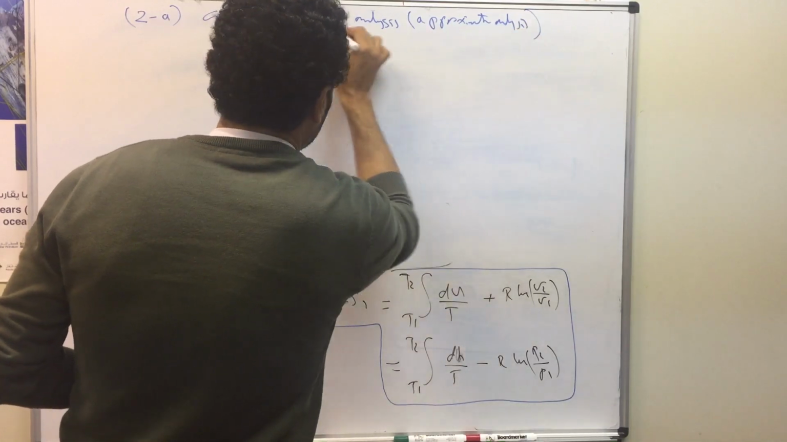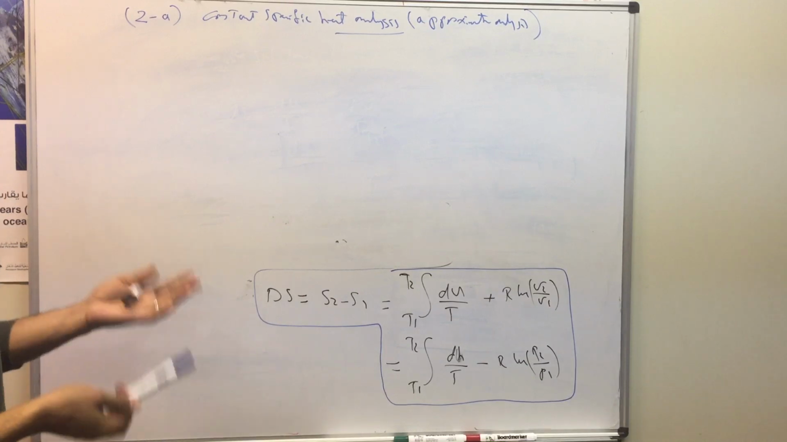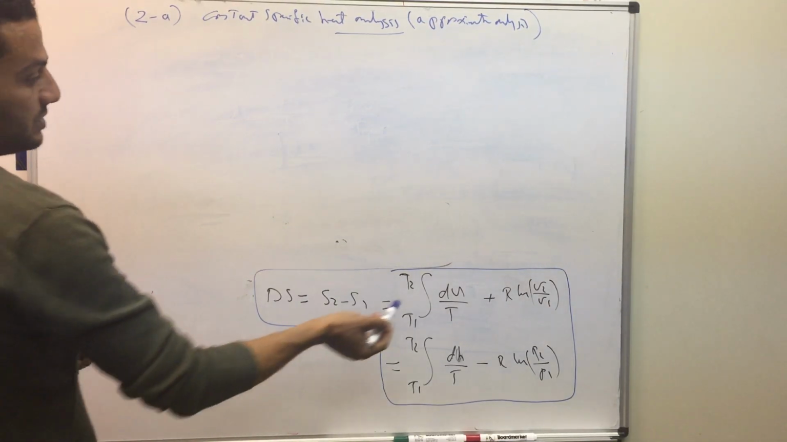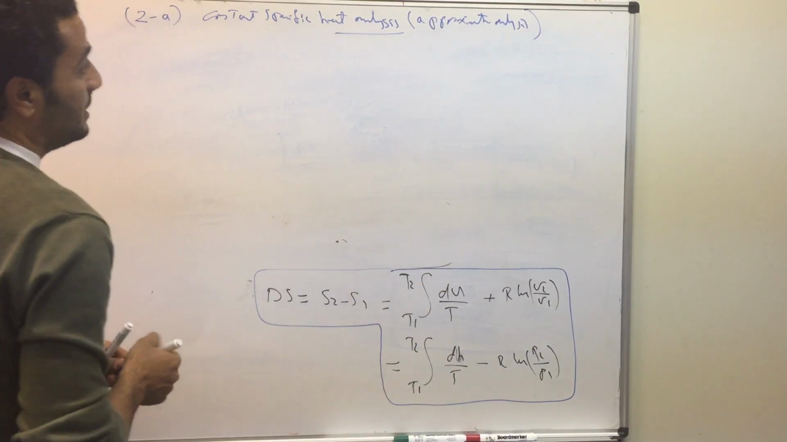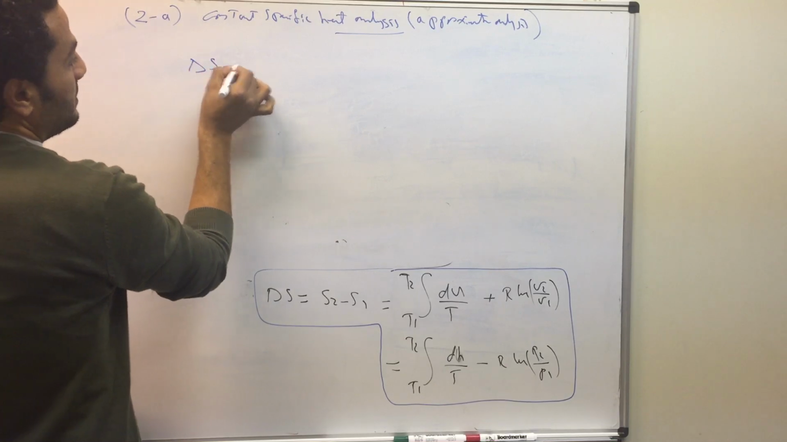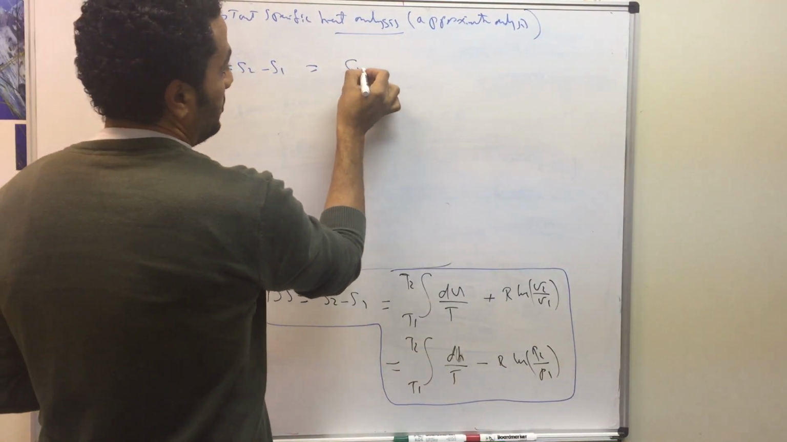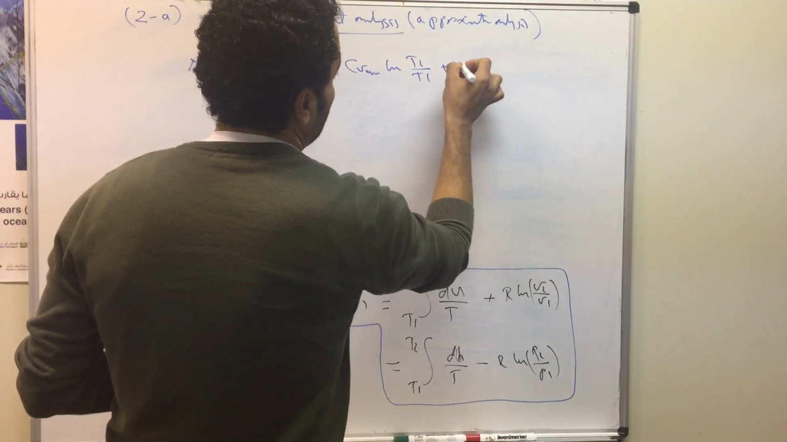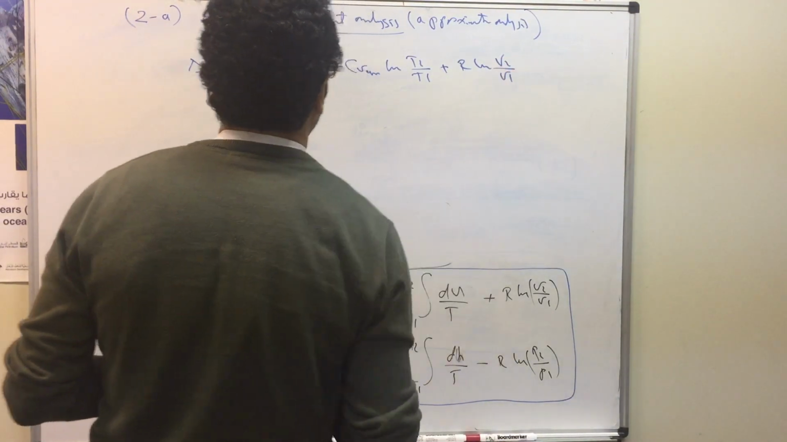So in this case, you have to look at the given problem. It will just tell you directly either to use the constant specific heat analysis or the variable specific heat. Constant specific heat means delta U will equal C average delta T. C average you can take outside. So to calculate delta S using the constant specific heat analysis, it should equal C_v average multiplied by ln T2 over T1 plus R ln V2 over V1.